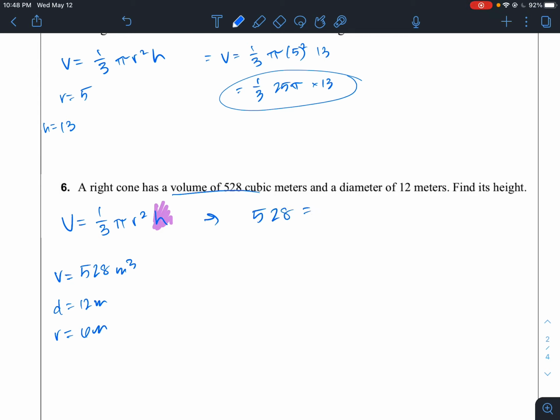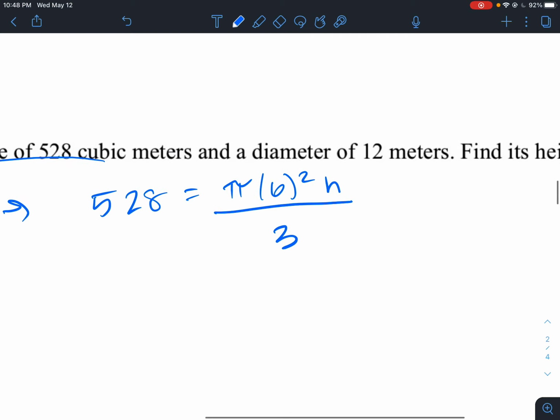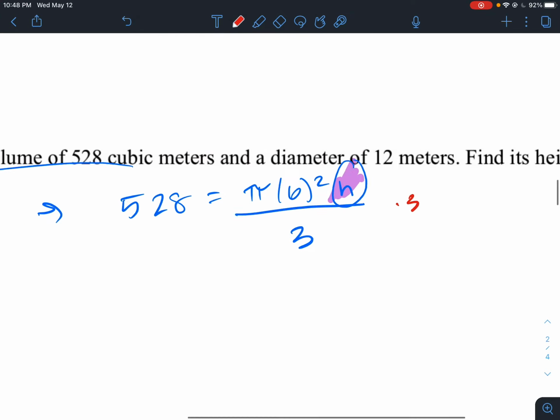So 528 is equal to, just FYI, another way to write this, instead of 1/3, you can do pi times r squared times the height and then divide it by 3, if you like it better, or you can just keep the 1/3 out there, it doesn't matter, it's still the same thing. Okay, so I'm going to find the height in this case, and because I have a denominator of 3 and I'm solving for h, I'm going to multiply both sides by 3.